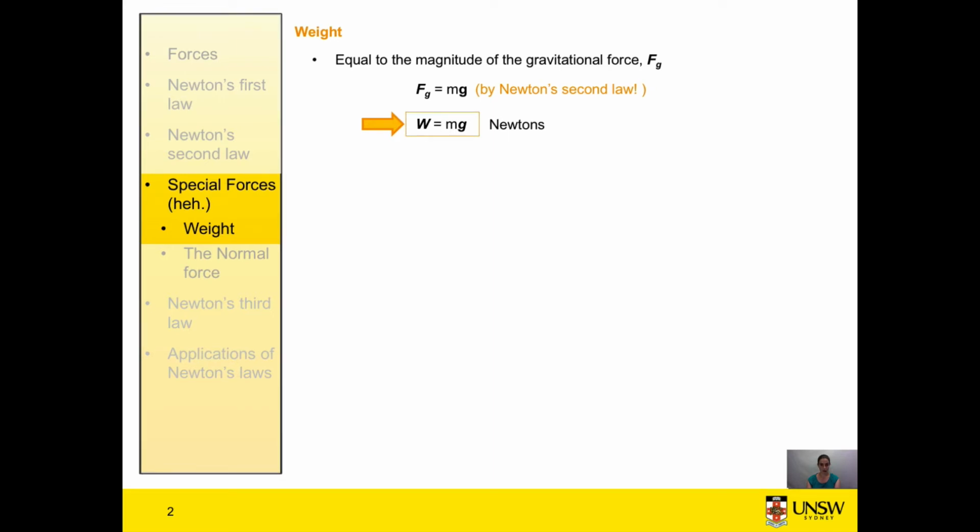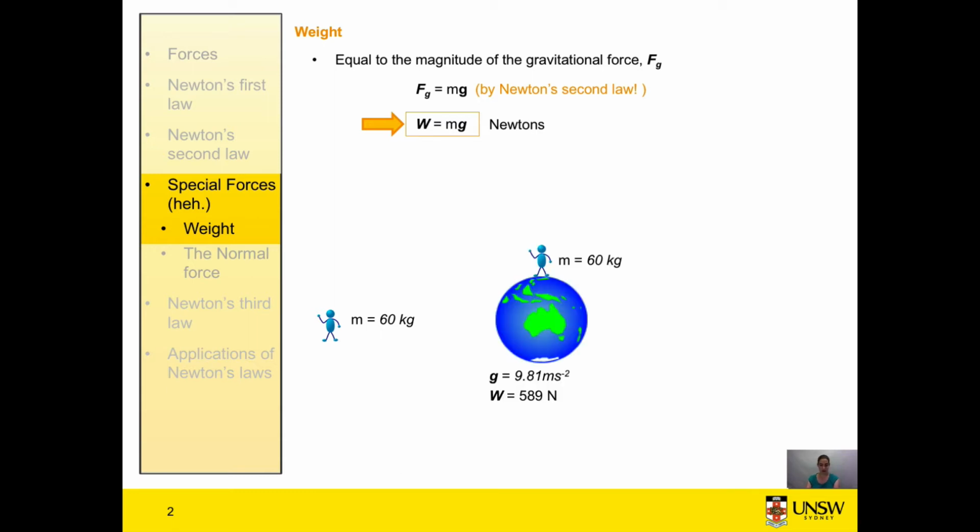Unlike mass, which is a constant value, weight depends on the acceleration due to gravity. If we have a man and he weighs 60 kilos, his mass will always be 60 kilos, but his weight will depend on the acceleration due to gravity. On Earth, where the acceleration due to gravity is 9.81 meters per second squared, his weight will be equal to 60 times 9.81, which is roughly 590 newtons. But on Mars, his mass is still constant at 60 kilos, but the acceleration due to gravity is 3.77 meters per second squared. So his weight will be equal to 60 times 3.77, which is approximately 260 newtons.